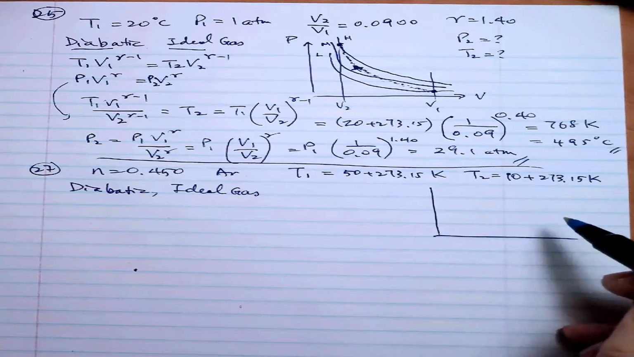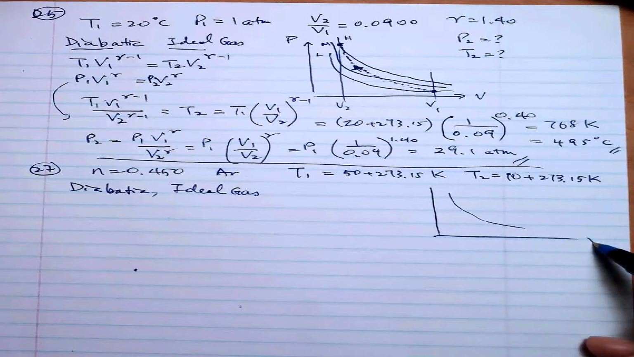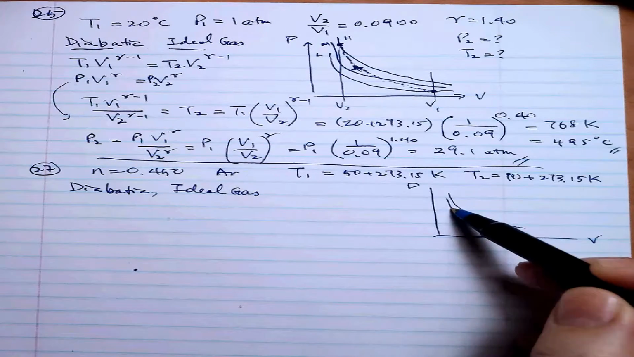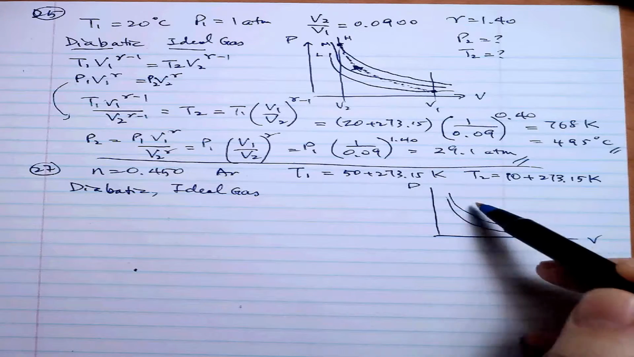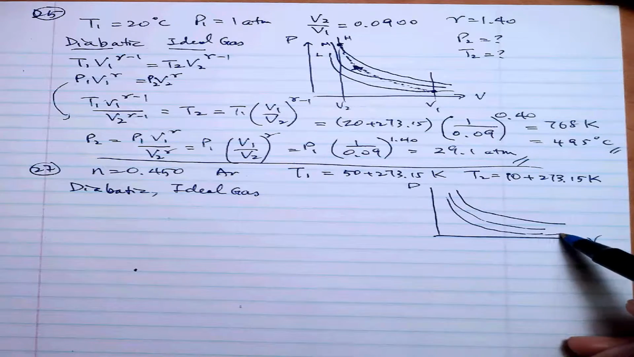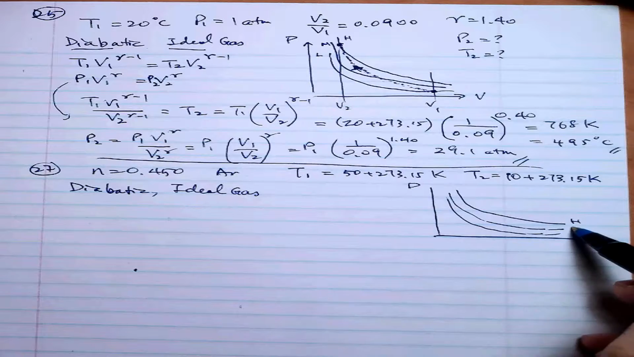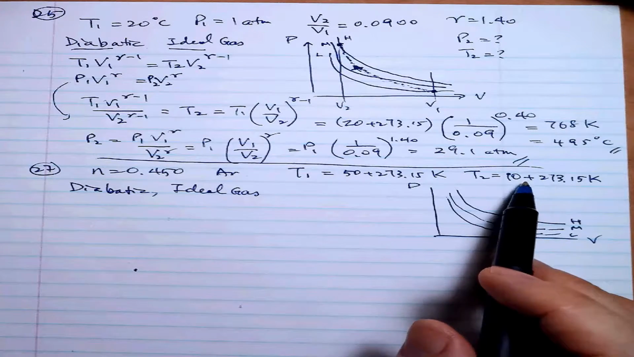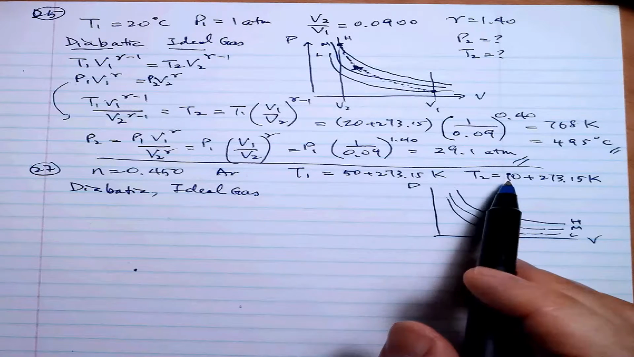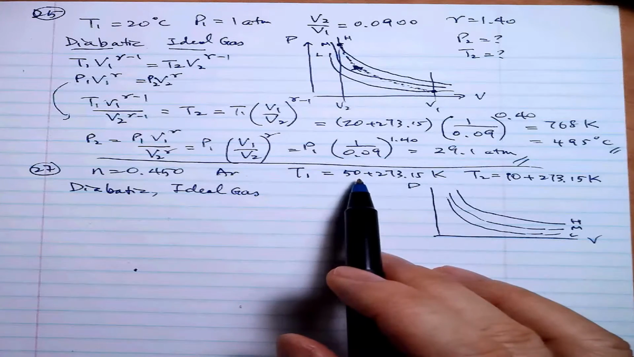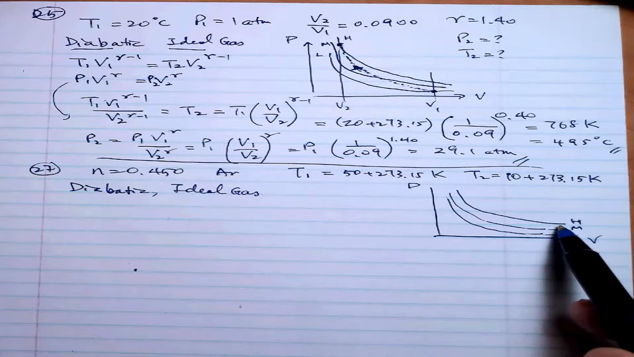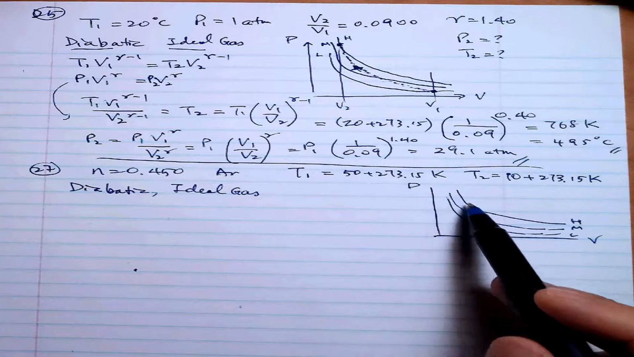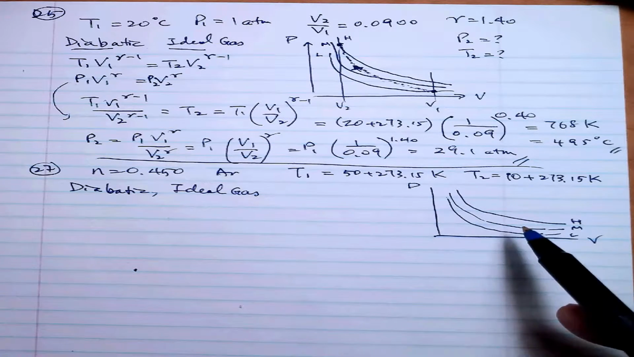So similar to the previous one, you draw the isothermal first. So this is high temperature, medium temperature, low temperature. In this case, it is from 50 to 10, so it's from high temperature to low temperature. It could go from here to here or from here to here, but you just have to cross these two.